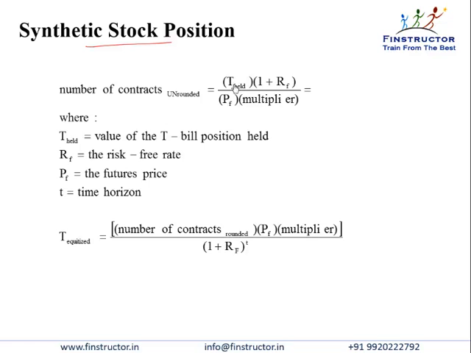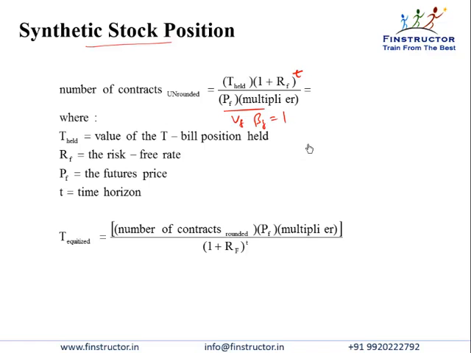Now let's assume that the amount of treasury securities that I hold right now, or the value of the cash that I hold right now, is equal to T held. And let's assume that I want to equitize this position. That is, I want to make the beta of this position equal to 1, or equal to the market beta. Now let's assume that VF again is the value of one futures contract. The beta of the futures contract is assumed to be 1 since it's a futures on the index itself, and the beta of the index can be assumed to be 1.